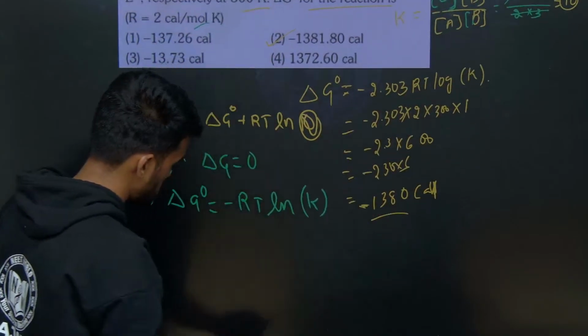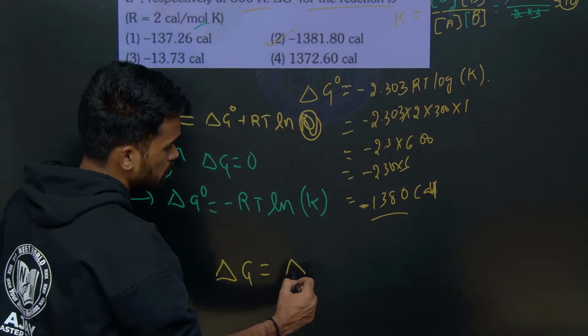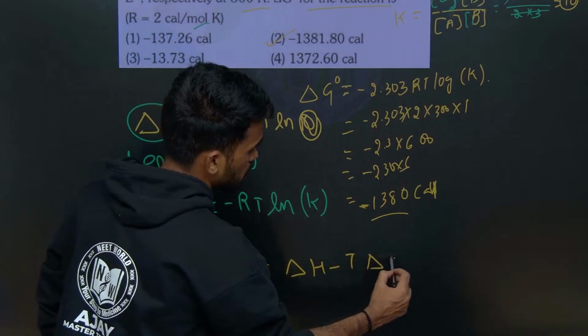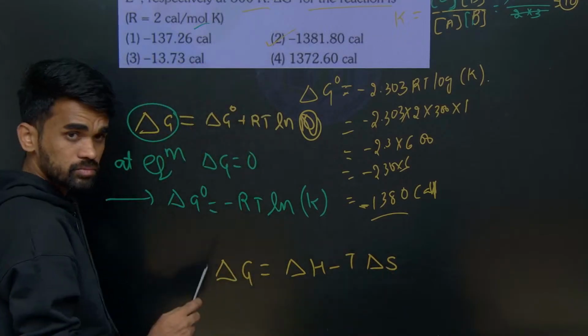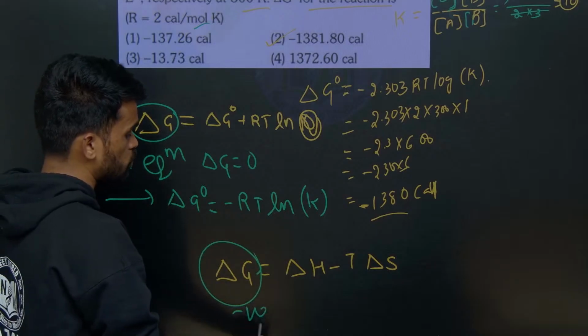And one more thing is the spontaneity of a process. So delta G, what are the conditions? Delta G equals delta H minus T delta S. So what are the conditions for a spontaneous process? For a spontaneous process, delta G should always be negative.